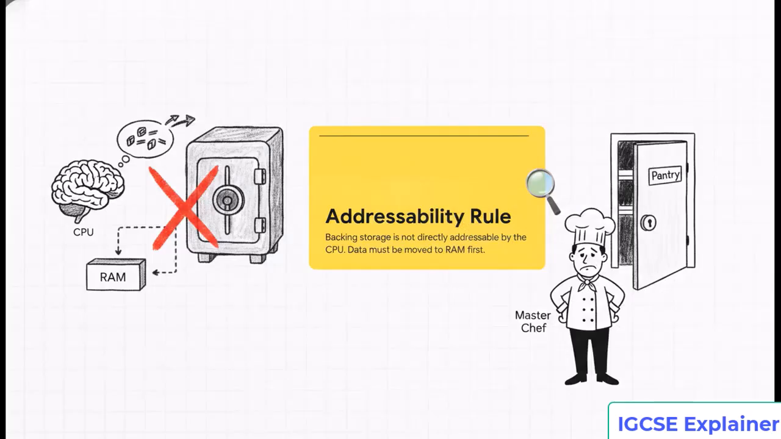So the crucial point is understanding the system's primary bottleneck, known as the addressability rule. Despite how massive and important your storage vault is, backing storage is not directly addressable by the CPU. Let that sink in for a second. That brilliant CPU brain we talked about, it cannot talk directly to your massive storage vault. It's kind of like having a world-class master chef who isn't actually allowed to go into the pantry.